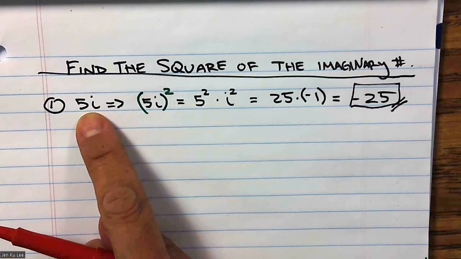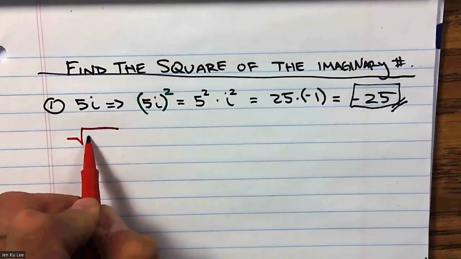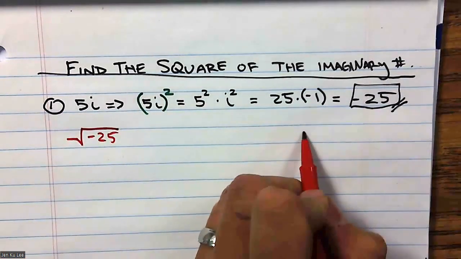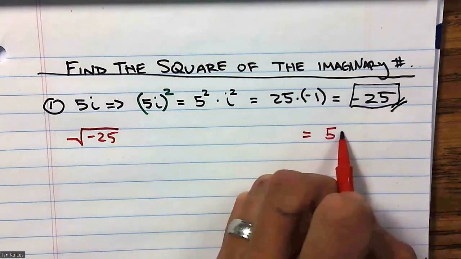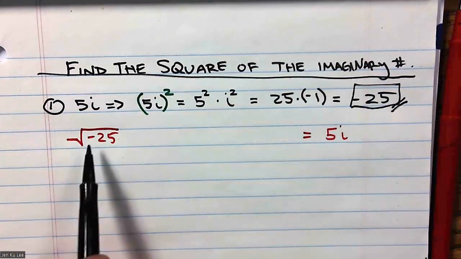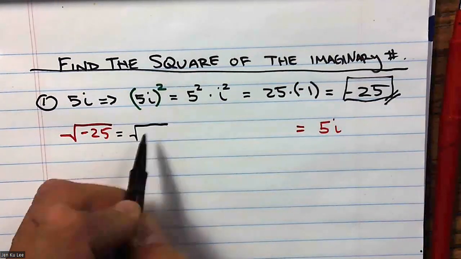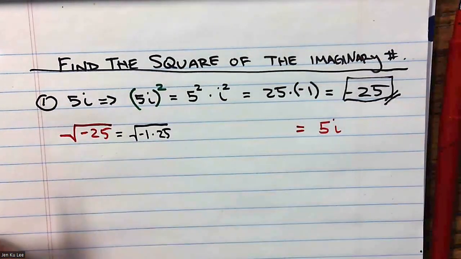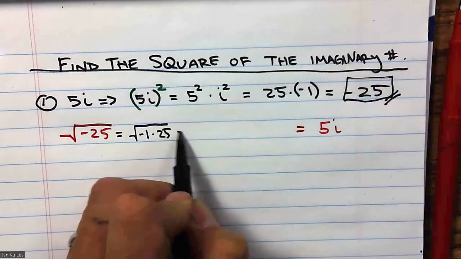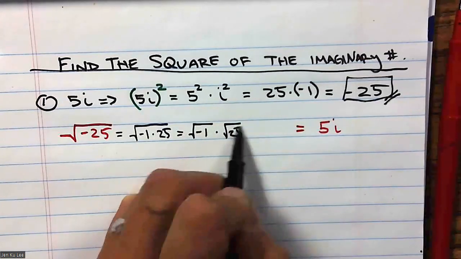Yeah? We all understand that? So let's try that. Square root of negative 25. I know my answer is going to be equal to 5i, or I'm hoping that my answer is going to be equal to 5i. Okay? So if I have this, well, this is going to equal square root of negative 1 times 25, right? That is going to equal square root of negative 1 times square root of 25.